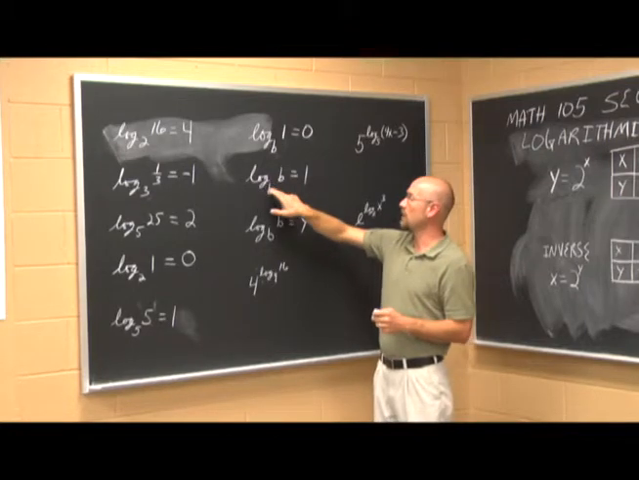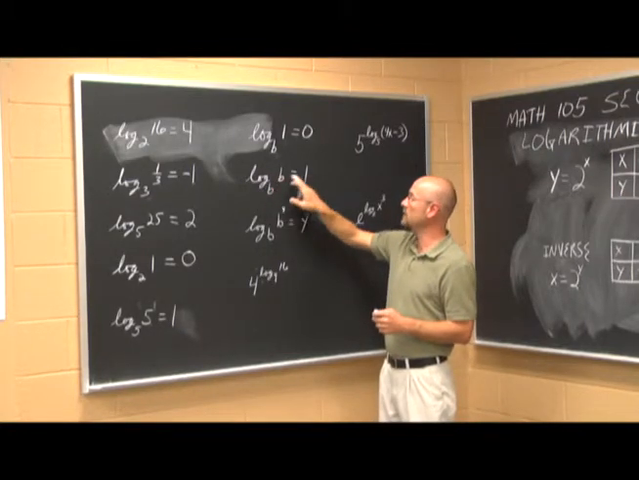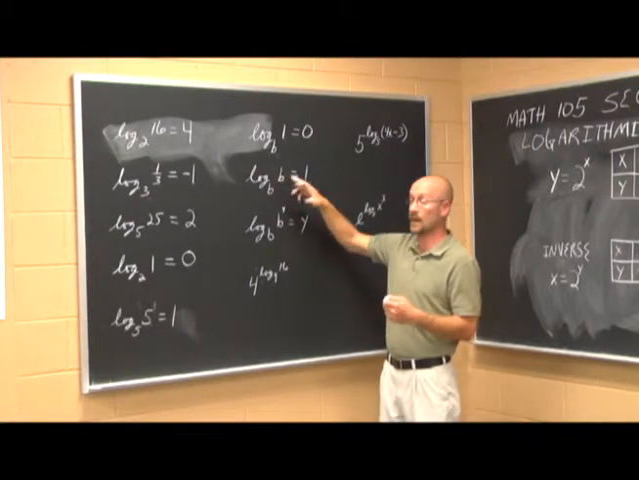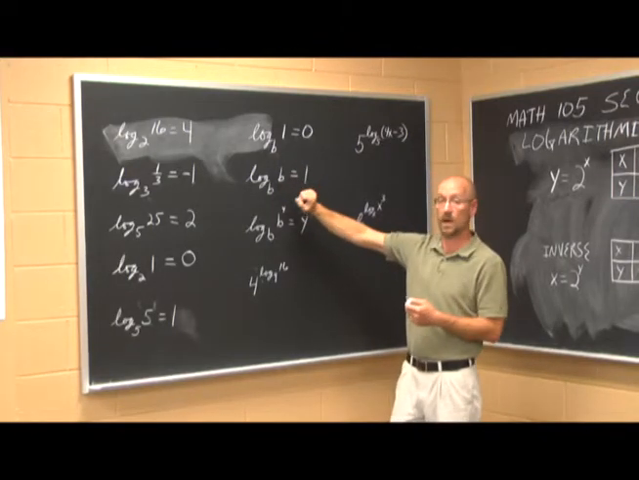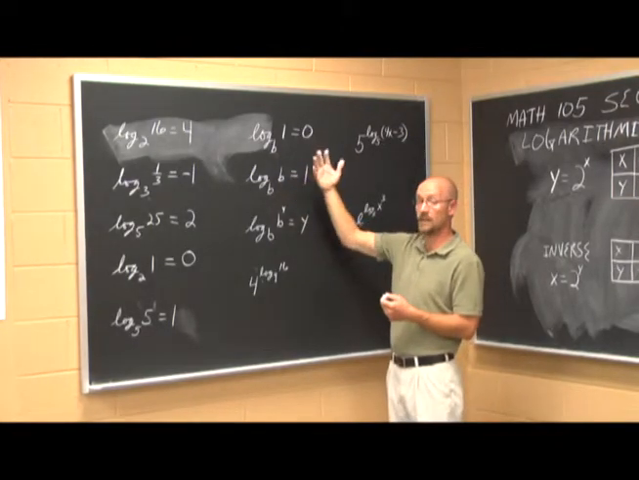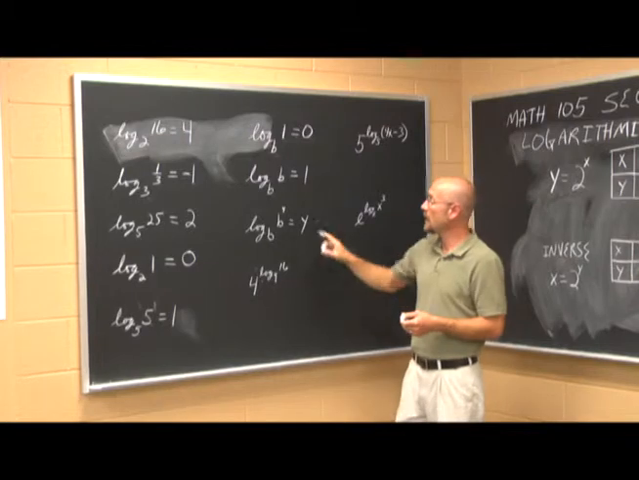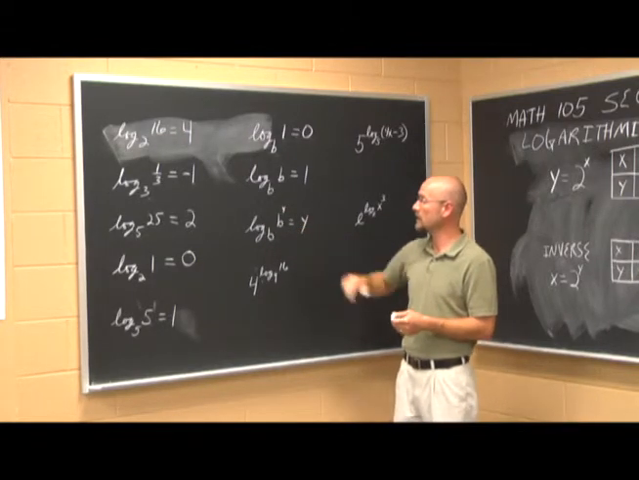Here we have log base b of b. Well, b to the first is itself. That's a property of exponents. It's also a property of logarithms. Anything to the first power is itself. And that applies here if we look at this.